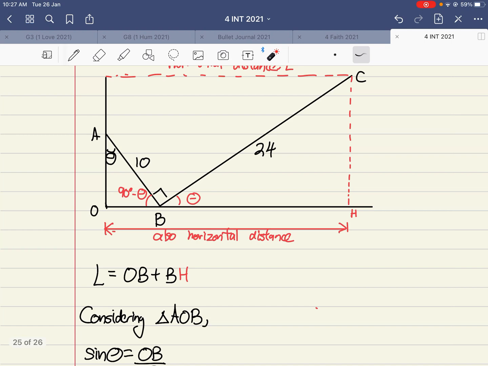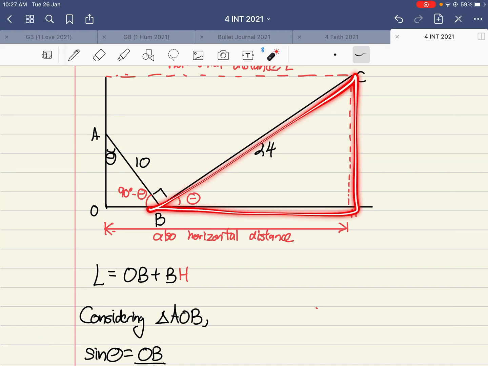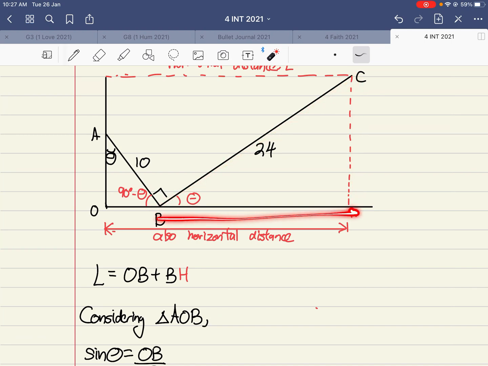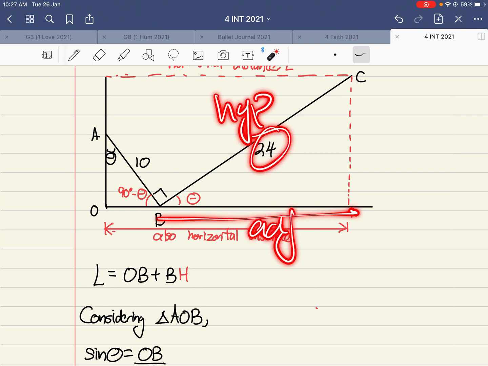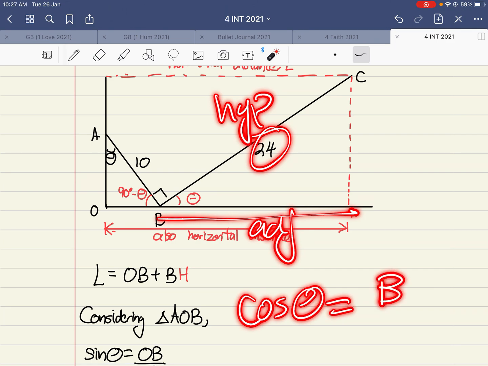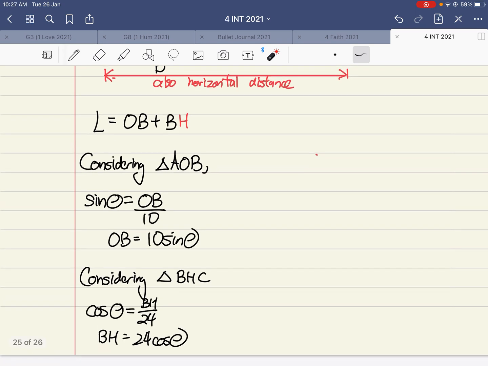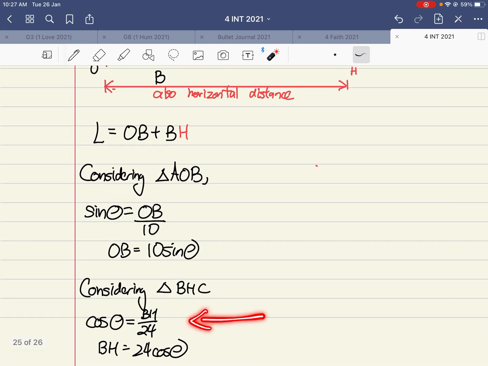Now, I consider triangle BHC. I'm trying to find the length of BH. This is the adjacent. This is the hypotenuse. So cosine theta is equals to adjacent, which is BH over the hypotenuse of 24. So I show you my working here. Cosine theta is BH over 24. You rearrange, you multiply both sides by 24. What I get is BH is 24 cosine theta.